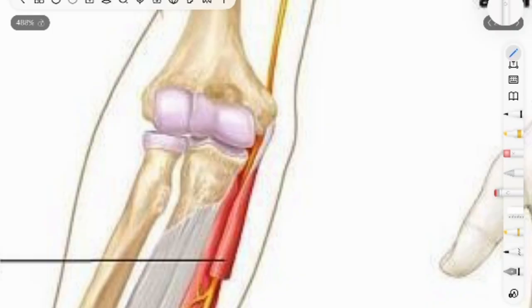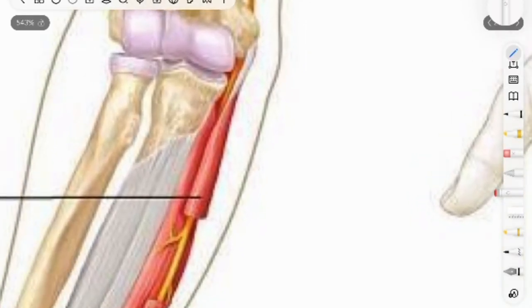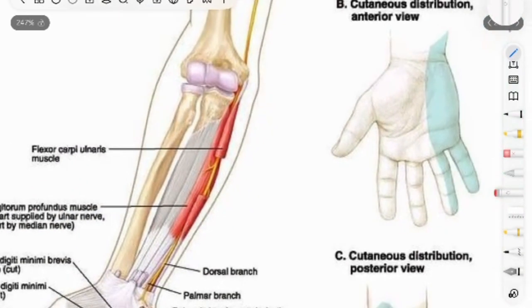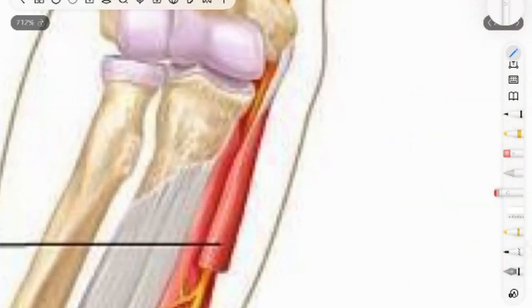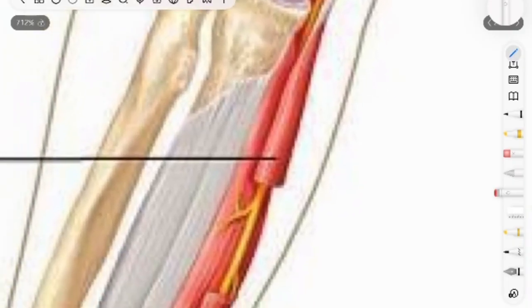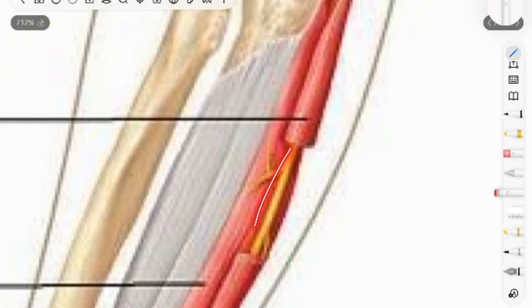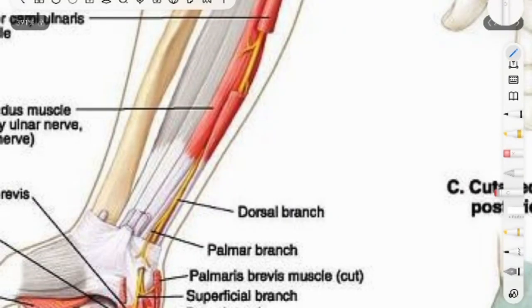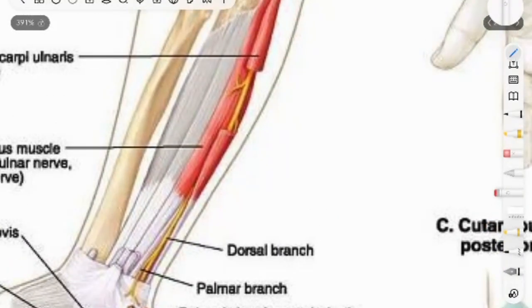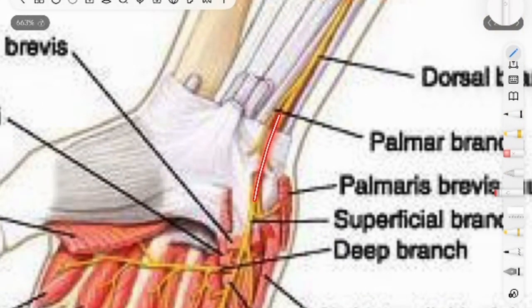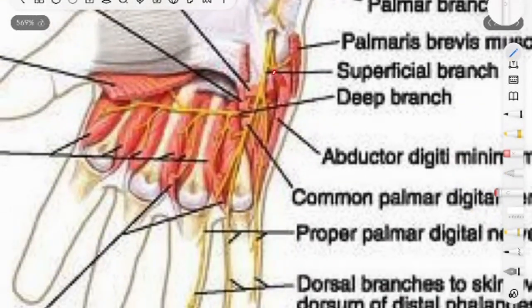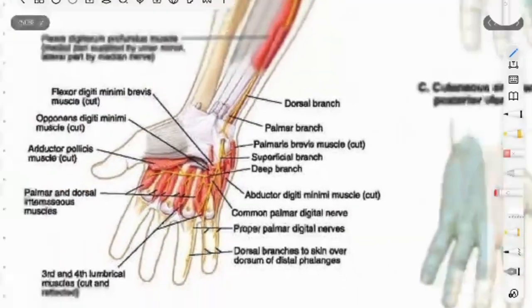From the posterior compartment, it enters the forearm, passing between the two heads of the flexor carpi ulnaris muscle. Okay, this is the flexor carpi ulnaris muscle. Look here, it passes between the two heads of flexor carpi ulnaris and enters the forearm. At the lower part of the forearm, the ulnar nerve is accompanied by the ulnar artery, and it passes superficial to the flexor retinaculum. In the hand, it divides into superficial and deep branches and provides the sensory as well as the motor supply.